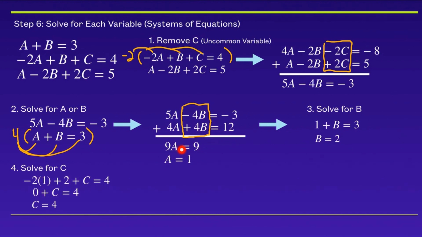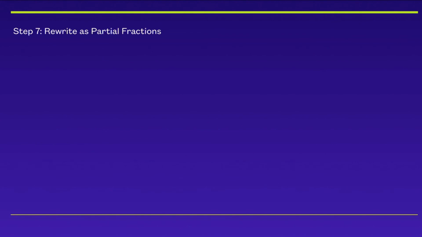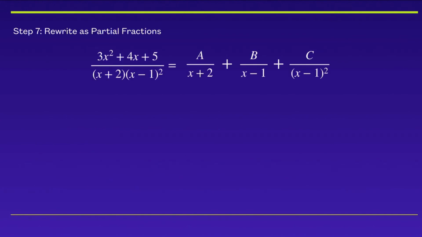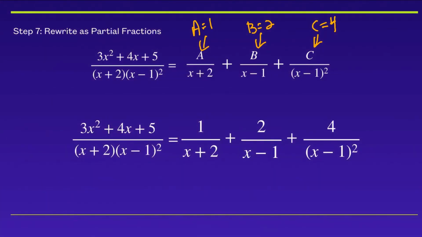So now we've found all 3 of our variables. So now we can go to the next step, which is just putting the fractions back together. Here's the rewrite as partial fractions. And if you remember on the last slide, we said that a equals 1, b equals 2 when we found c equals 4. So then we'll just substitute these values back in for a, b, and c. And you can see in its glory there, all finished, all put back together. We did our partial fraction decomposition.